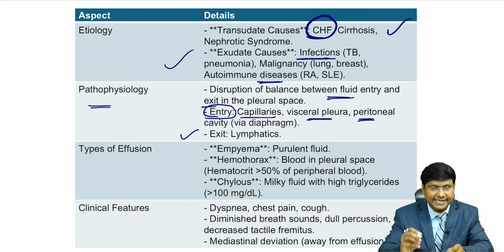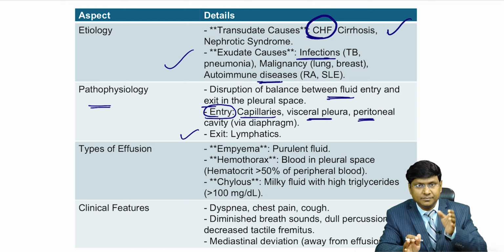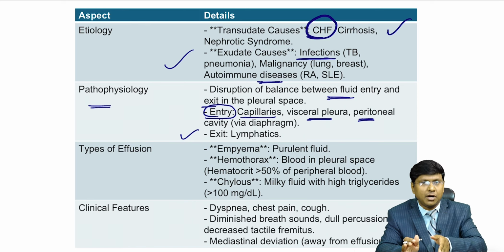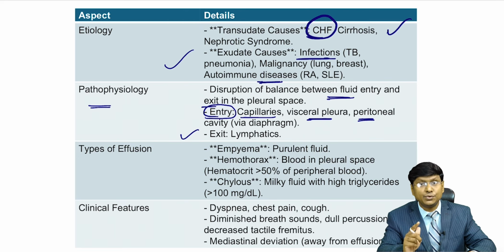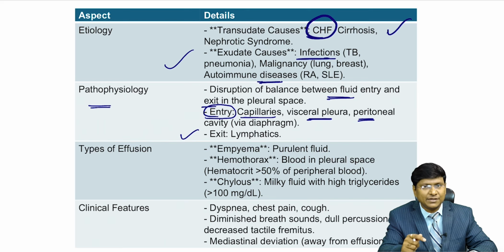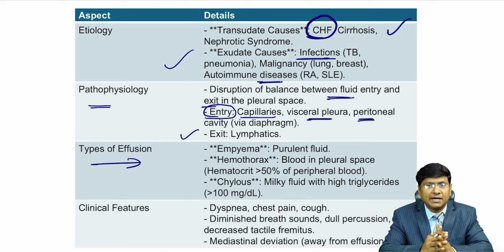Now coming to the exit. If there is lymphatic block, that will cause the pleural effusion due to exit pathology. So the pleural effusion can be either due to entry pathology or due to exit pathology. And types of effusion depend upon the various constituents within the pleural space.